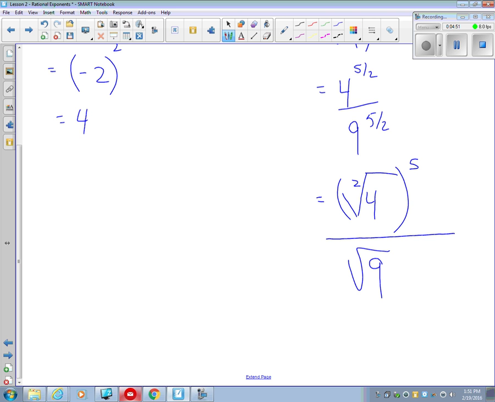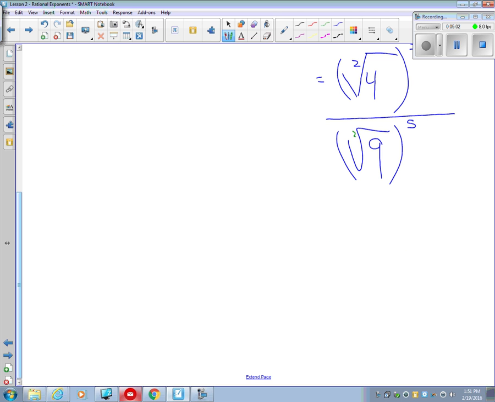I don't write the 2 this time. I didn't have to. Remember I said there was an option. It's assumed that there's a little 2 right there. You don't have to put it in there, though. The square root of 4, what is that? Square root of 4 is 2. I've got the 5 on the outside. Square root of 9 is 3.